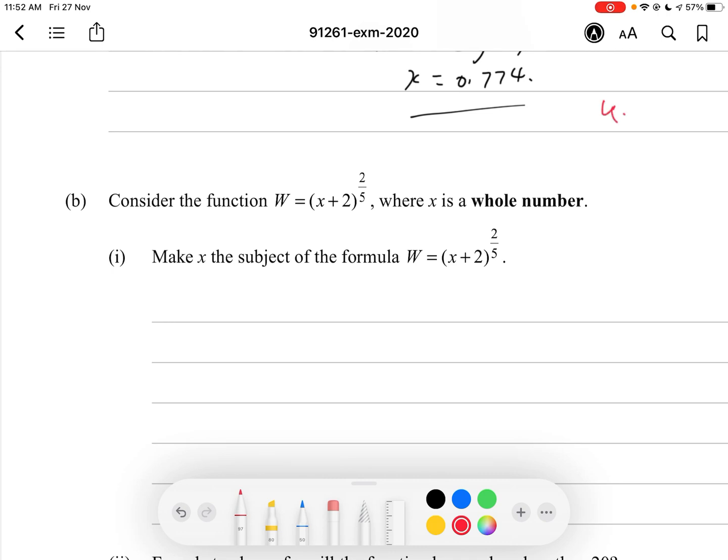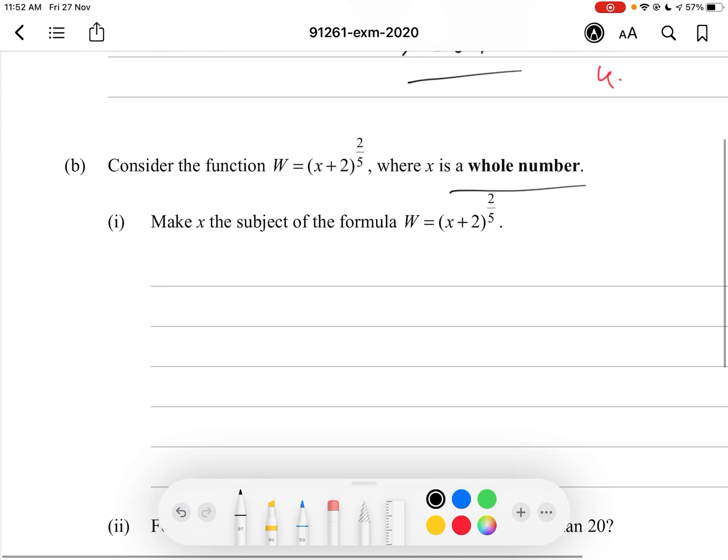Okay, so consider the function w equals (x + 2) to the power of 2/5, and x is a whole number. So that's very important. So x is a whole number. Make x the subject of the formula. First we've got to get rid of this power of 2/5, so we can move that to the other side and make it the reciprocal, so 5/2.